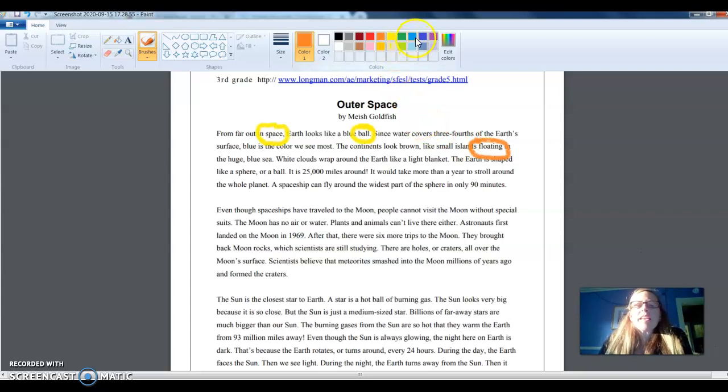I would also say that continents might be a tier three word. It's not a word that comes up very often. It's more of a word that we use in social studies.